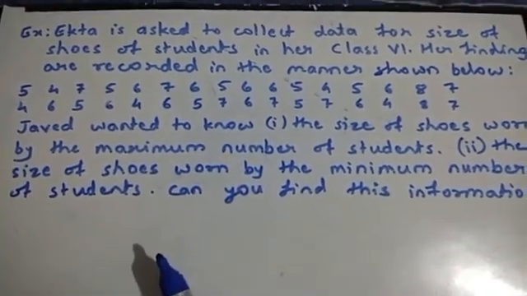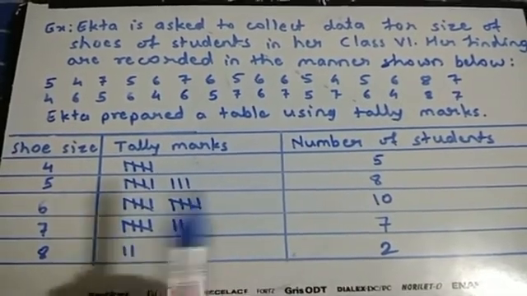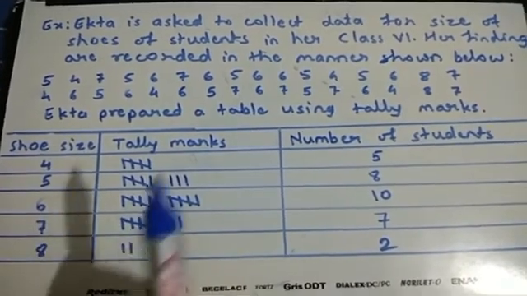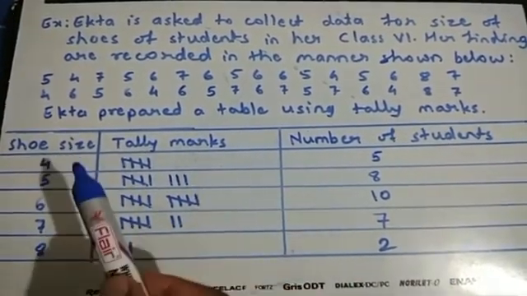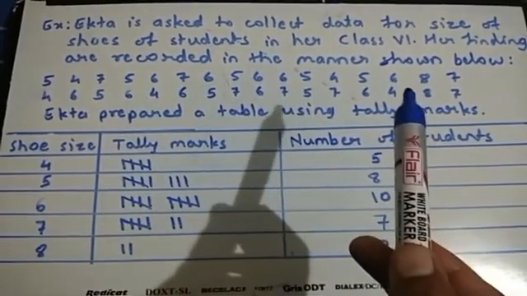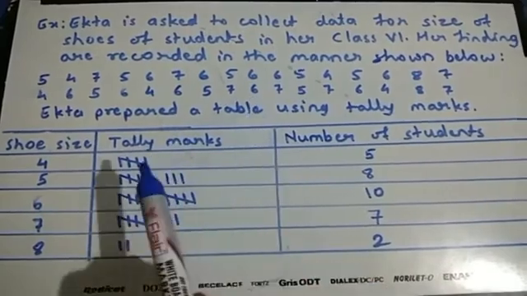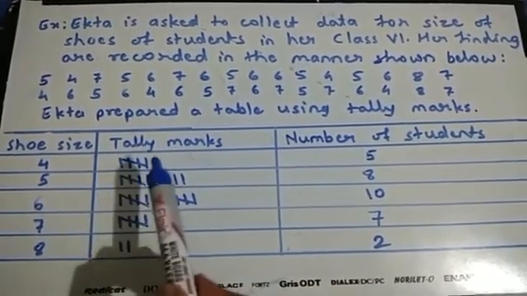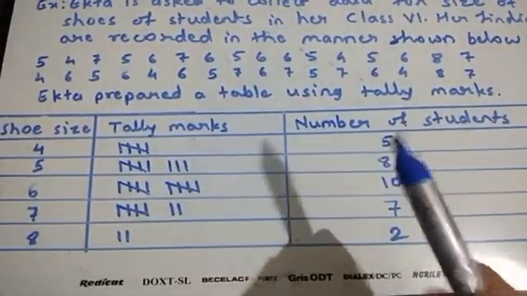Therefore, Ekta prepared a table using tally marks. She made 3 columns in that. In the first column, shoe size, she wrote in increasing order. The second one is for tally marks and the third one is for number of students. First she finds out how many times each size occurs in the data. So here 4 occurred 5 times. So she drew 4 vertical lines and 1 slanting line. This group represents 5. So a total of 5 students wear shoes of size 4.